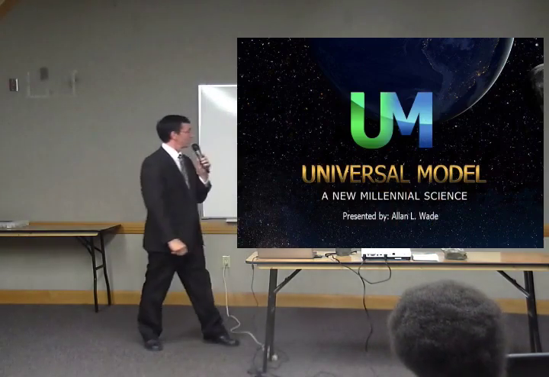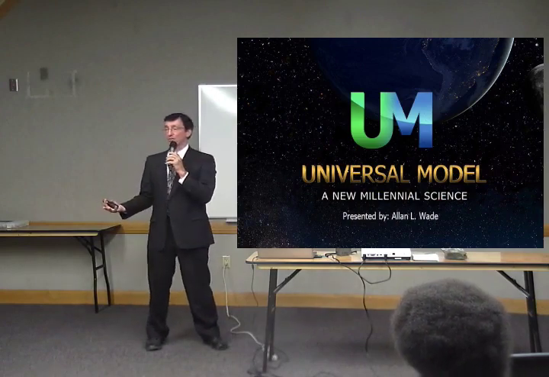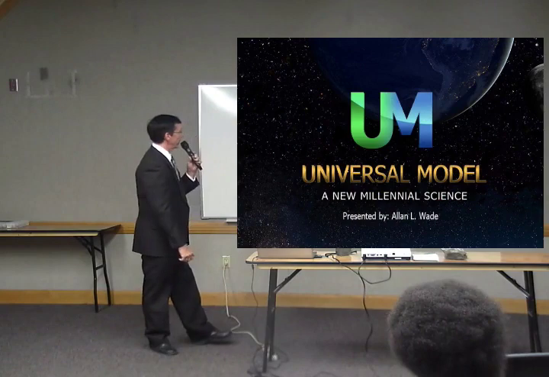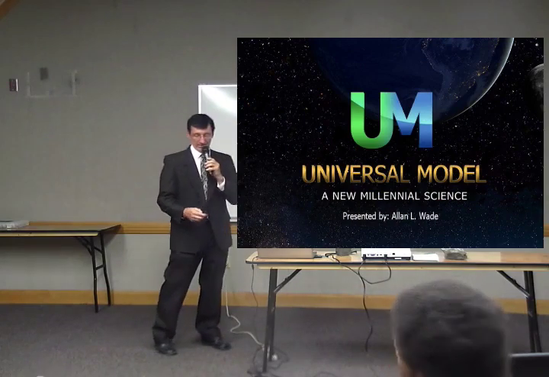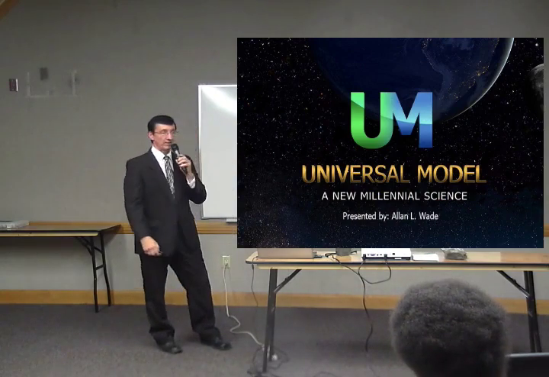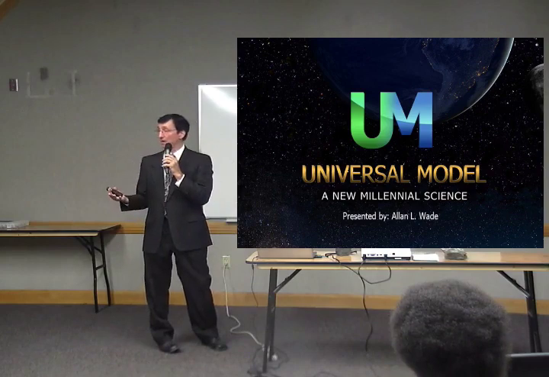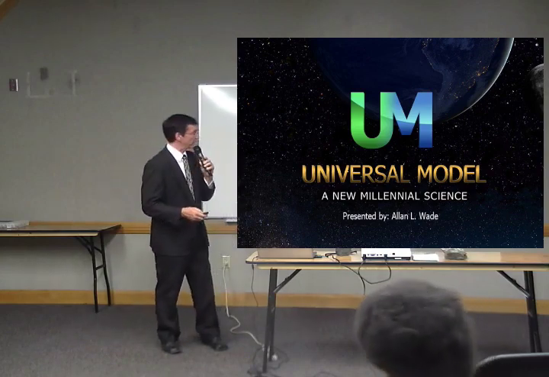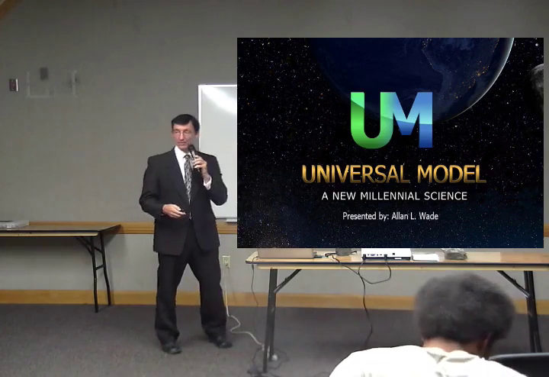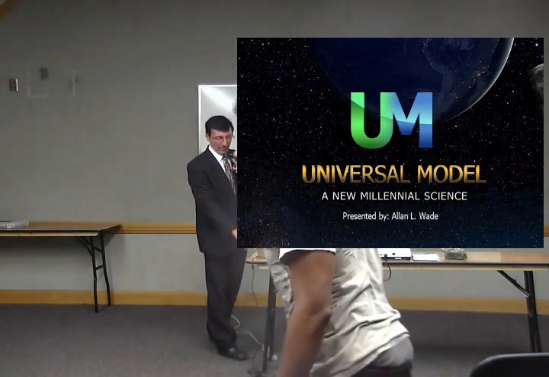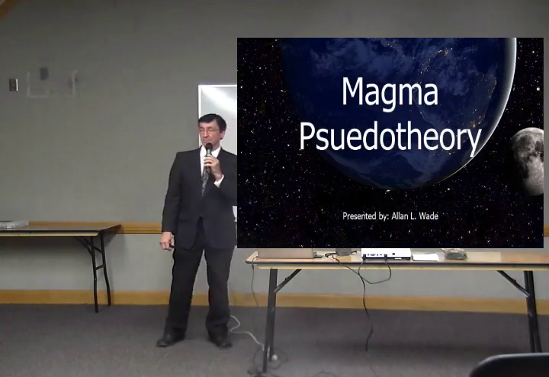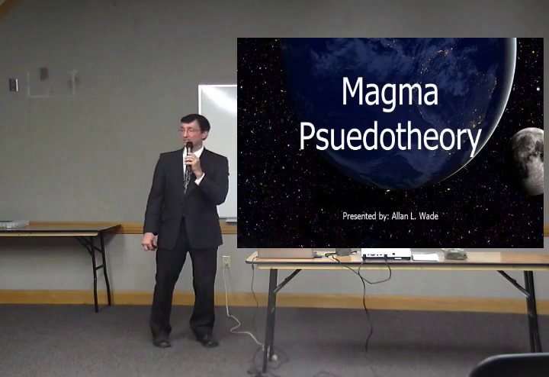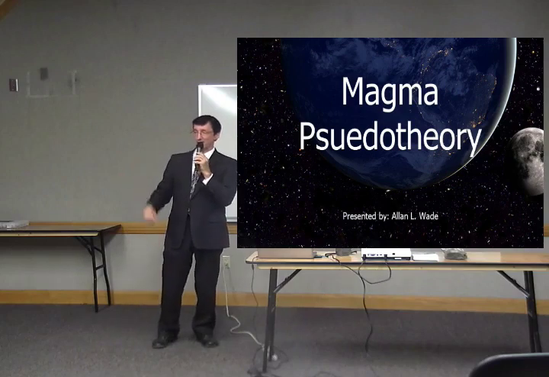All right. So this is coming from The Universal Model, a New Millennial Science, and we've got books on the back table there. That's kind of where we're getting the information. Today I'm covering Chapter 5, which is the magma pseudo-theory chapter. Last month we covered the introductory chapters, and so now we're starting into the science chapters, and you're here for the first science chapter, so that's good.